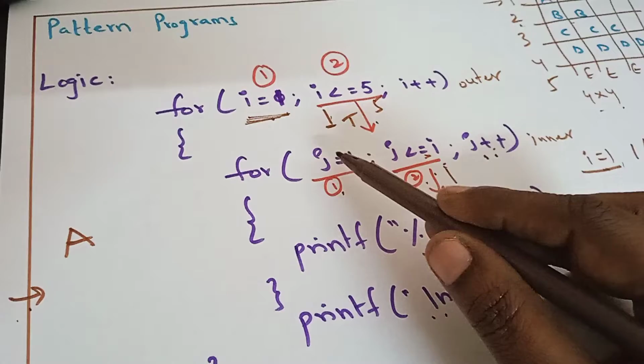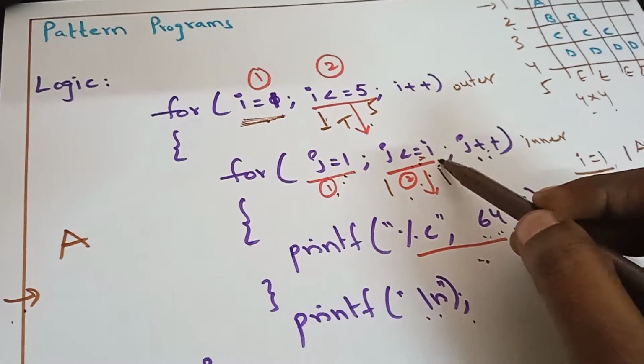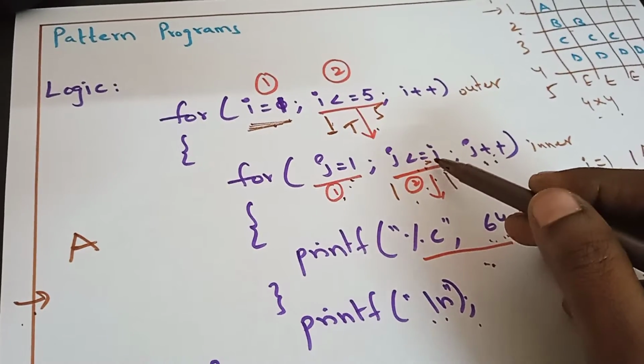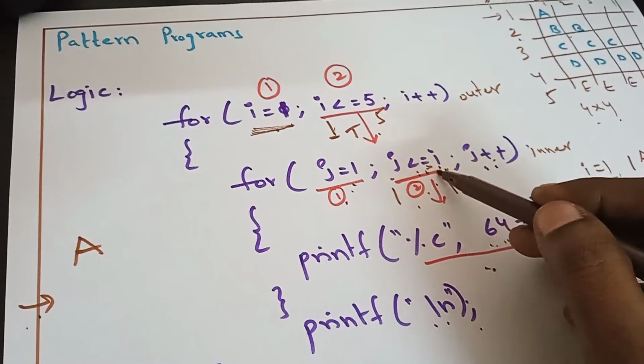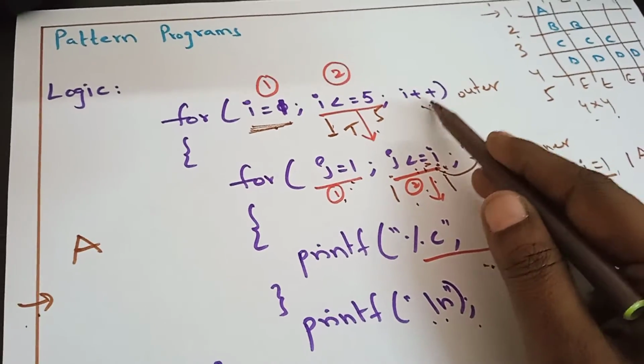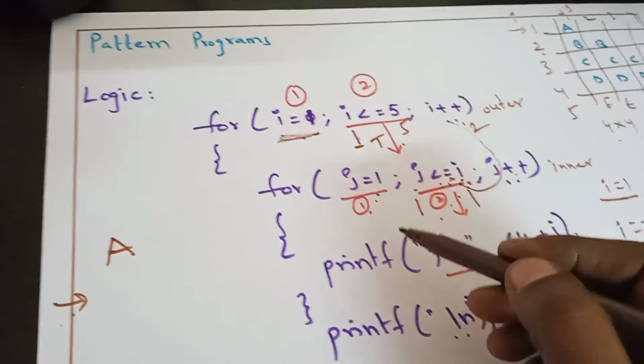So now again we'll come to this. J is equal to 2. Is 2 less than or equal to 1? Because we didn't go to the i loop, the i value remains the same, which is 1. 2 less than or equal to 1, the condition fails. So when the condition fails, we'll go to the top. Now the i value will be 2.